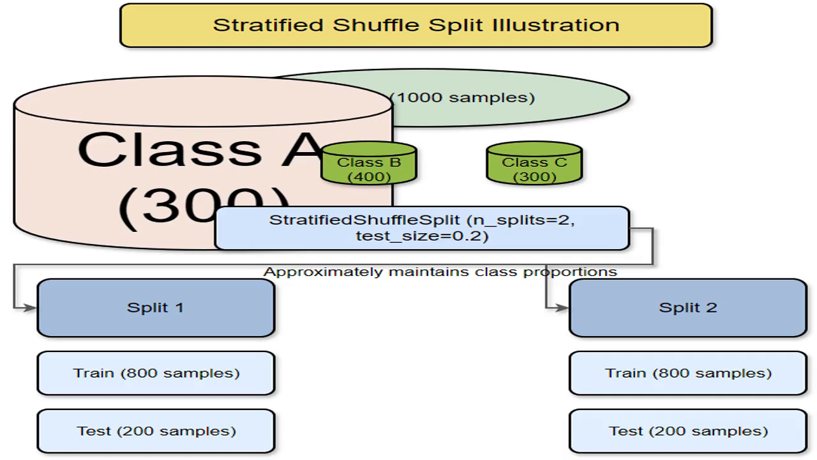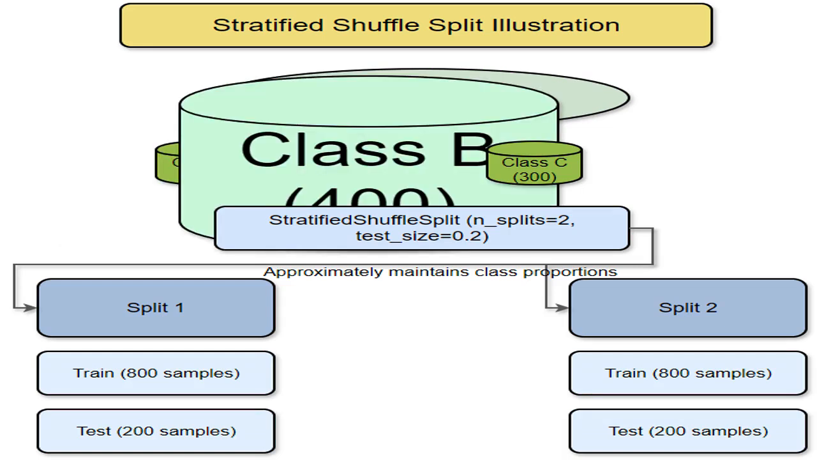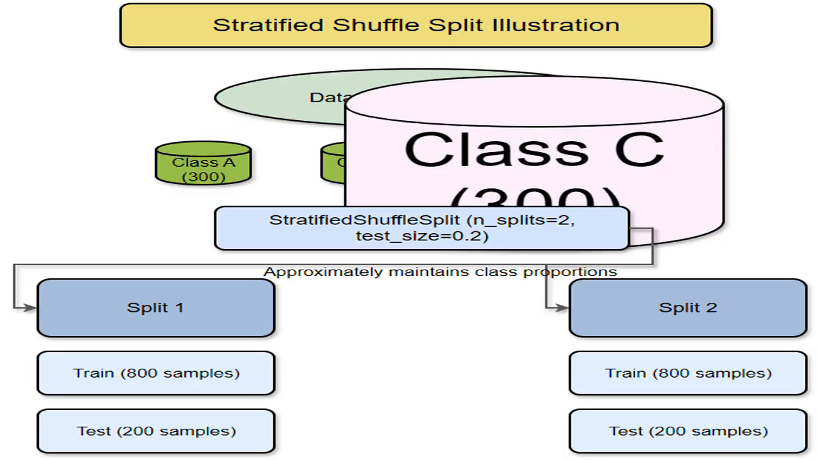Within the dataset, 300 samples belong to Class A. This is one of the 3 categories that the samples are divided into. Similarly, 400 samples belong to Class B. We want to make sure that when we split the data, the ratio of Class B remains similar in each split. And finally, 300 samples belong to Class C. The goal is to have a fair representation of each class in both training and testing sets.